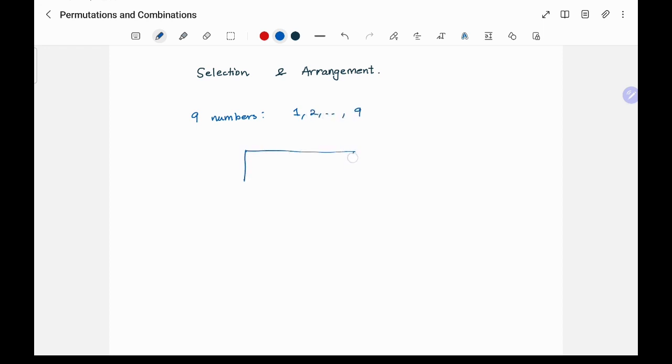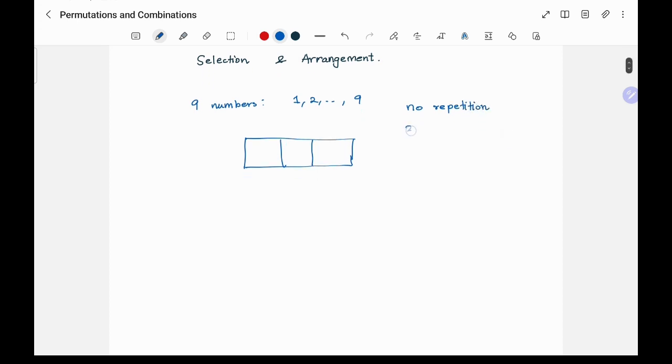And we need to arrange these as a 3-digit number. So if we say we are not supposed to repeat the digits, no repetition, okay, and we need to form 3-digit numbers using these digits 1 to 9. So how do we go about it? So we can go and select each one at a time, right?